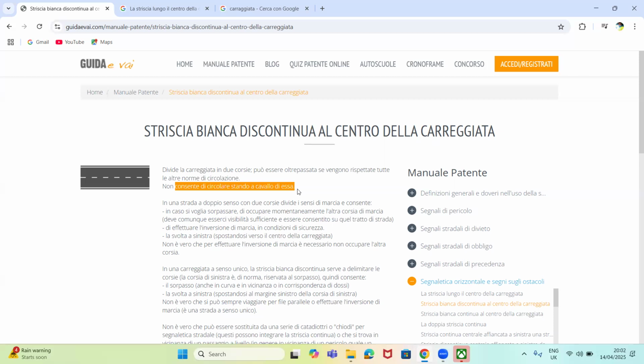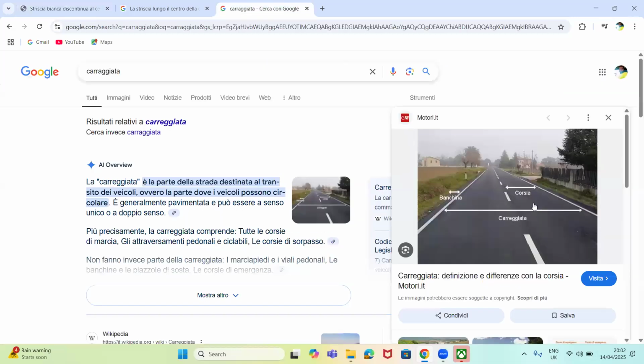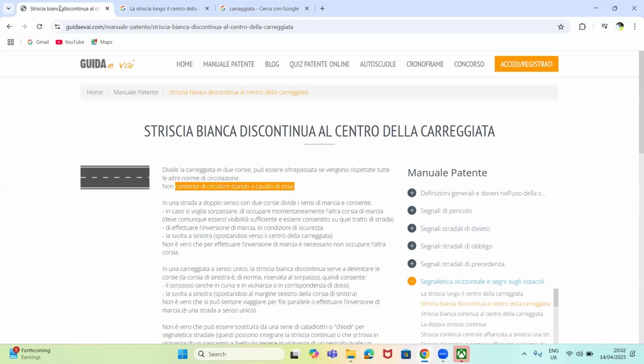What does it mean that you are driving a cavallo? They drive like a horse. Because a horse, for example, when it moves, 2 legs go on one side and 2 legs go on that side. You cannot be driving on the carreggiata with 2 tires in this corsia and 2 tires in that corsia. That's what guidare a cavallo means. A cavallo, like a horse. Cavallo means horse. All right, let's continue.